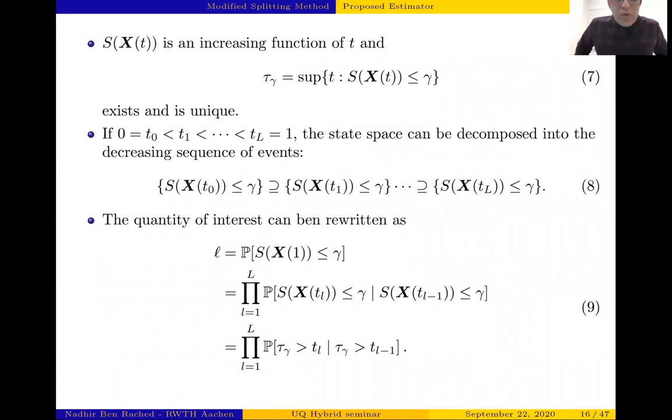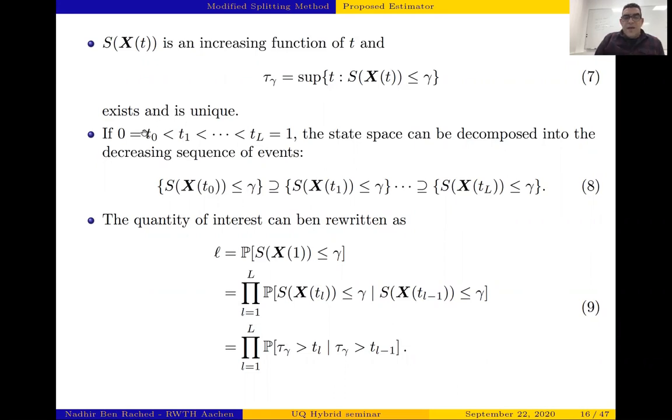So let's continue the presentation of the estimator. Given that x of t is increasing in time and S is quasi-monotone, then we know that S of x of t is increasing in time, and the tau gamma, defined as the supremum over time of S of x of t less than gamma, exists and is unique.